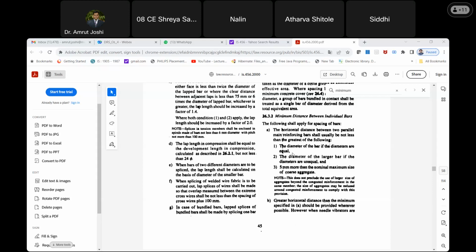So are we providing the bars of equal diameter? Yes. So it should not be less than the diameter of bar. The diameter of the larger bar if the diameters are unequal, and 5 mm more than the nominal maximum size of the coarse aggregate. So you know the concrete is made up of cement, then fine aggregate, that is sand, and coarse aggregate. So what is the typical coarse aggregate size that we use?